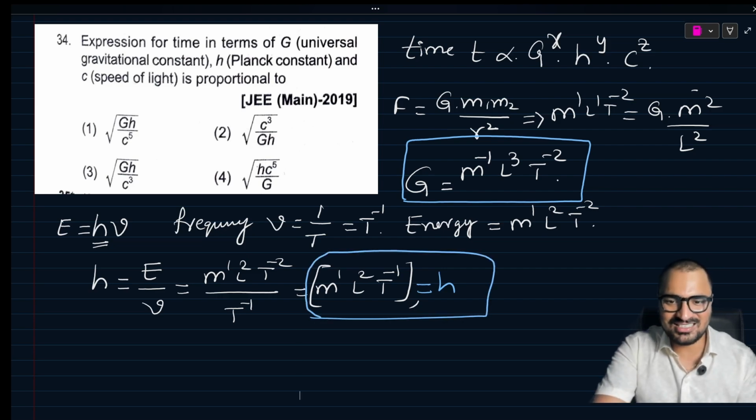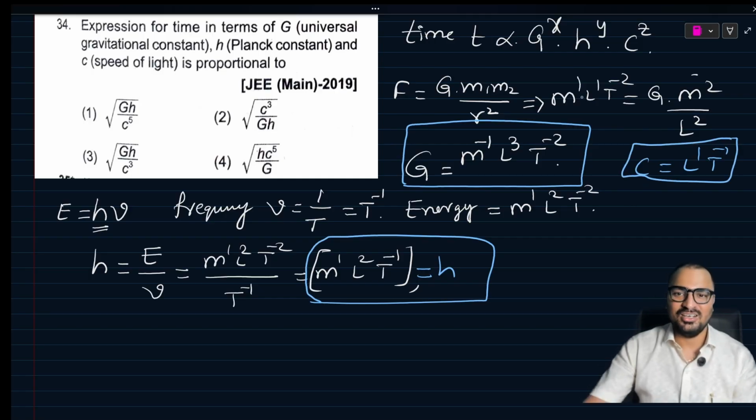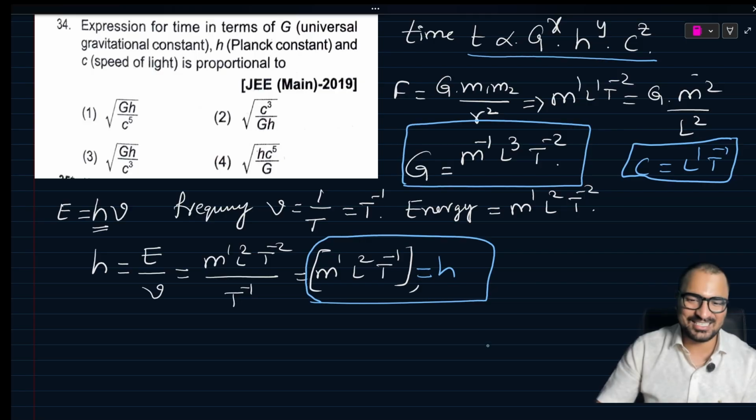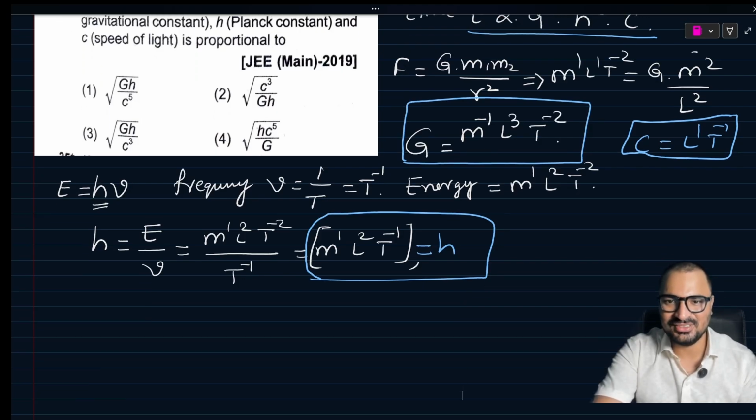Next, C, the speed of light. We know that its dimension is L1 T minus 1, right? Yes, we know that. Now I am going to put these in this expression. Very easy question. Let's see.